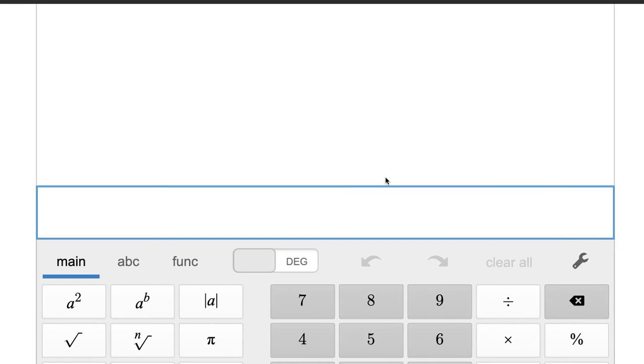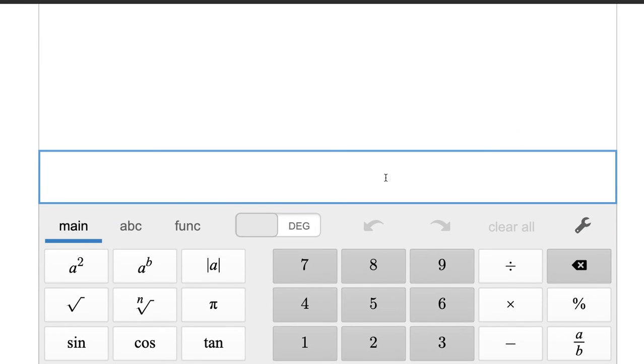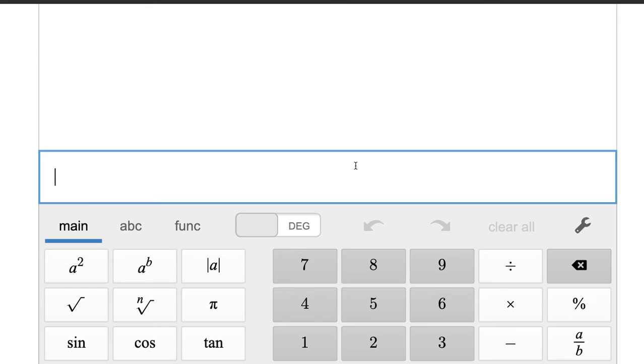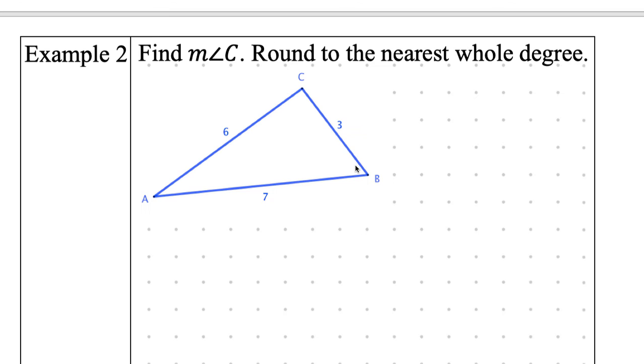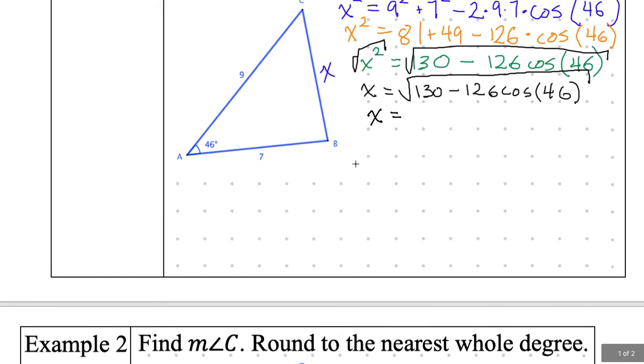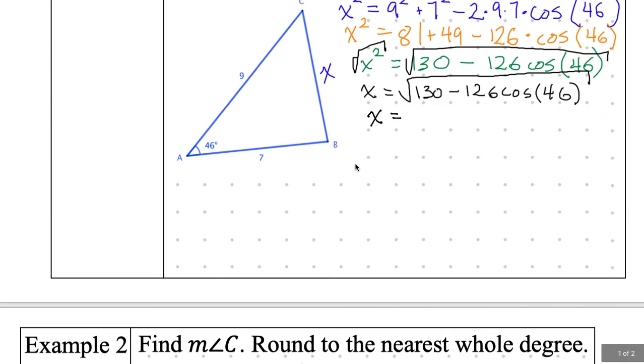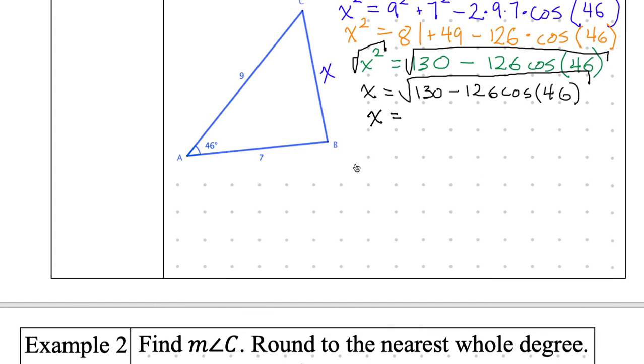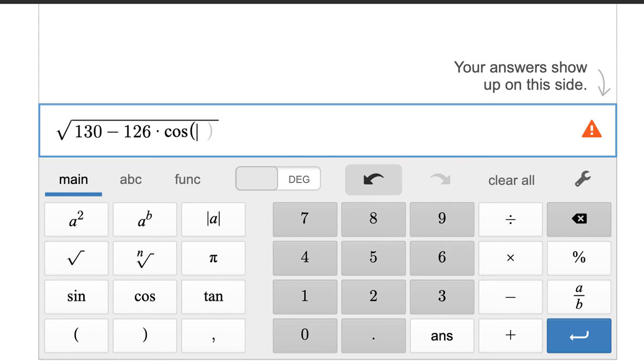But the shortcutty way does not work with one of the other types of problems. So in example 2, there's not really a good shortcut like there is for example 1. So let me enter this thing. Square root of 130 minus 126 times cosine of 46. And the answer is, everyone write it down.